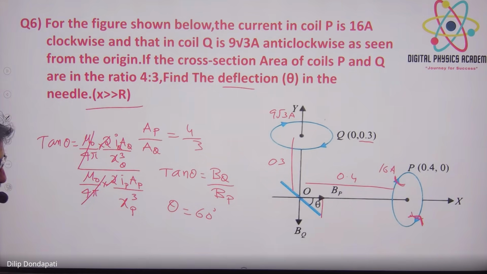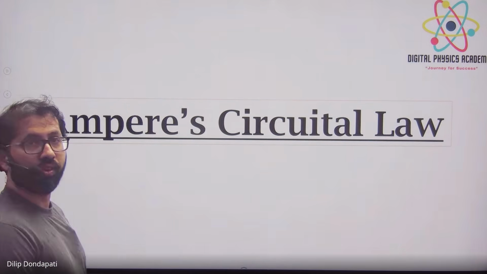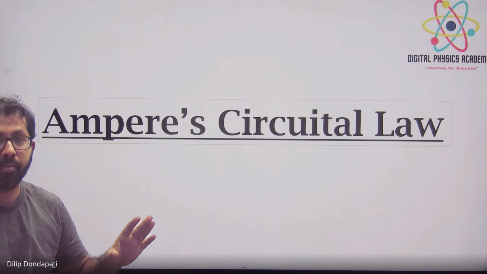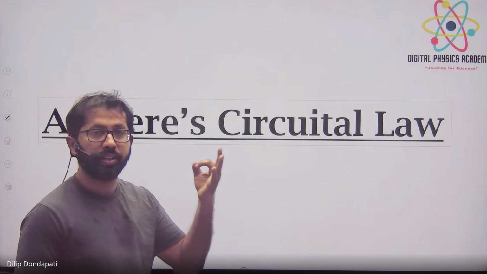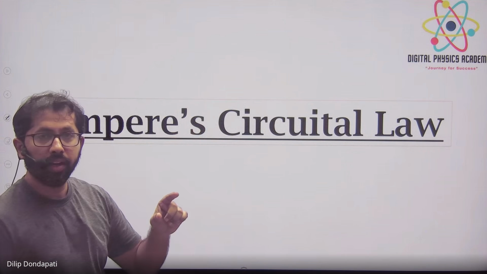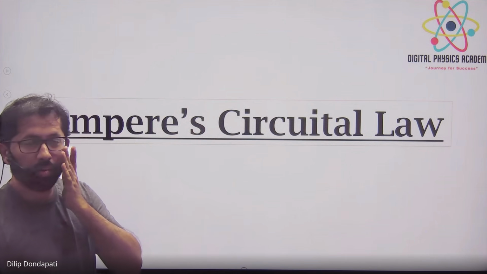Okay, next one is Ampere circuit law. We finished the circular wire class. Circular wire is done. I told you in the magnetism chapter we are having only 3 shapes: straight wire, circular wire, solenoid and toroid. They taught, right? We will deal with toroid also.